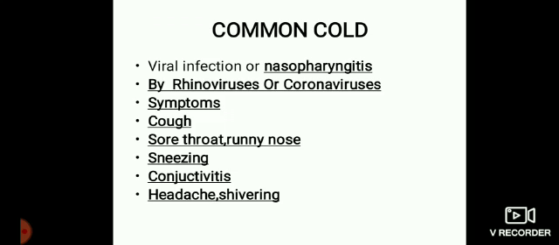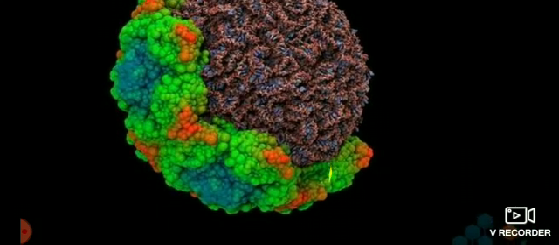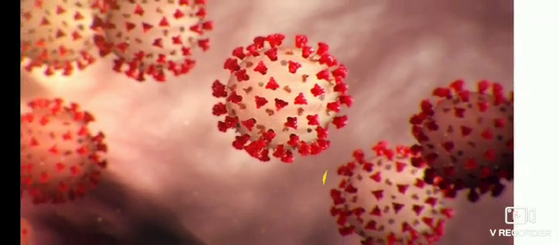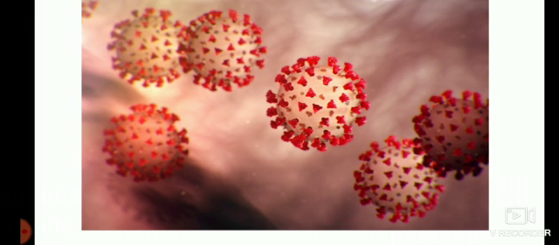Common cold is caused by the rhinovirus or coronavirus. Coronavirus, you know nowadays. Each and everyone knows the coronavirus, corona vaccination, COVID vaccine. This corona strain is called COVID-19. Symptoms: cough, sore throat, runny nose, sneezing, conjunctivitis meaning eyes go red, headache, shivering. If you take a rest, then this disease goes away automatically. This is the virus. You can see here the protein spike over the virus.